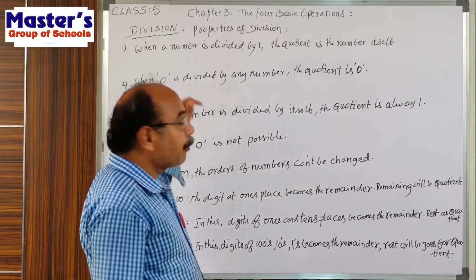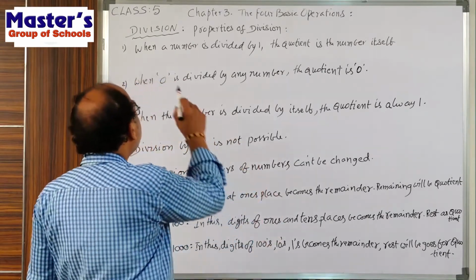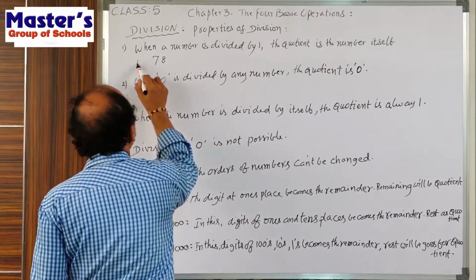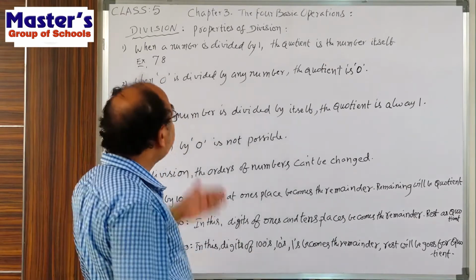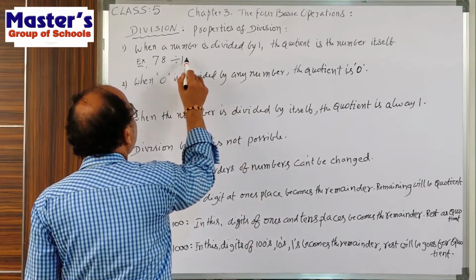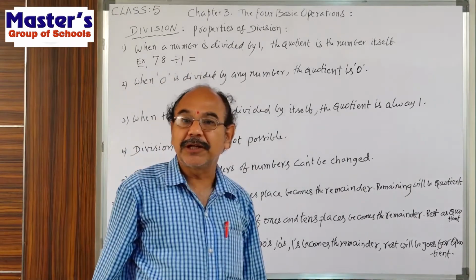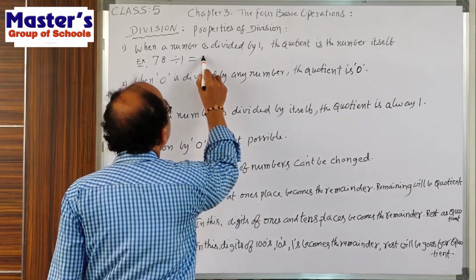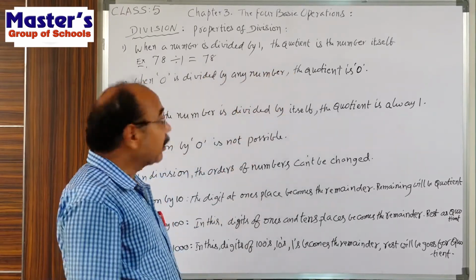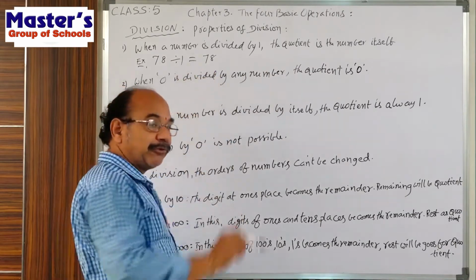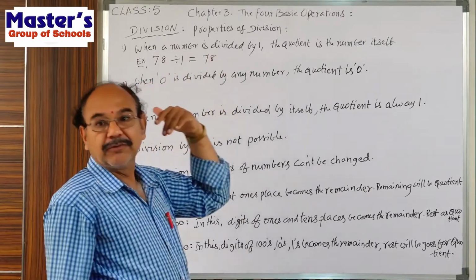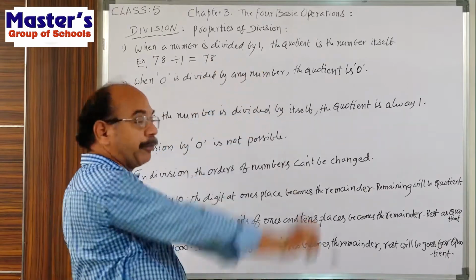Now, on this property, let us take one example. Suppose the number 78. Divide this number with 1. 78 by 1, how much, children? 78 only. Again we get 78. That means the quotient is the number itself. After division, what do we get? The quotient. Here, what is the quotient? The number itself. 78 only we got. This is the first problem.